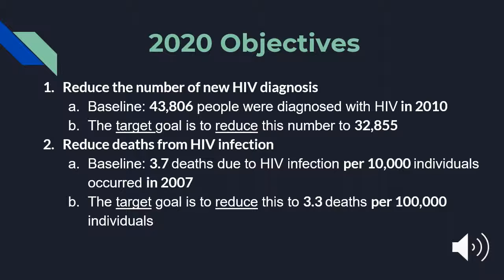to reduce deaths from HIV infection. In 2010, the baseline new diagnosis was 43,806 people, and the target goal is to reduce this number to 32,855. The baseline for the deaths from HIV is 3.7 deaths per 10,000 individuals, and occurred in 2007. The target goal is to reduce this to 3.3 deaths per 100,000 individuals.